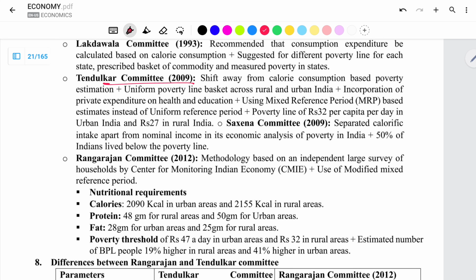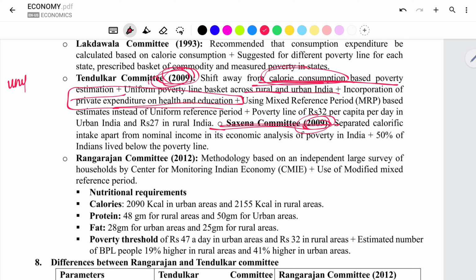When we are going for the Tendulkar committee in 2009 and Saxena committee in 2009. Right. Now, Tendulkar committee shifted from the calorie consumption based poverty estimation. Uniform poverty line basket across the rural and urban India. Now, there is a shift from the calorie consumption. How is there a shift? Because they are having a uniform basket. Plus health, plus education. Right.